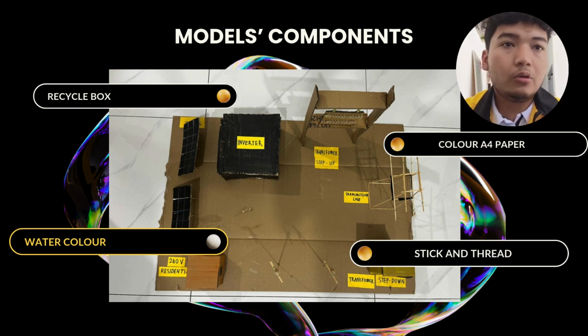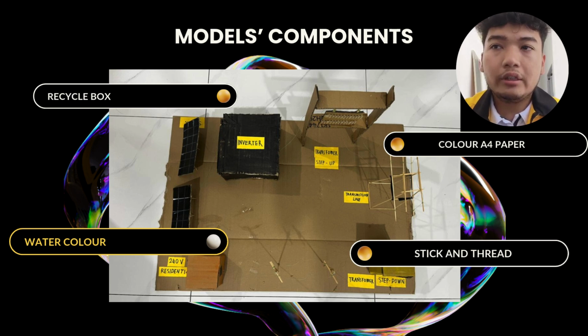Third, for the watercolor, watercolor is applied to highlight the different zones of the power system and improve the aesthetic value of the model. It helps to visually separate the generation section, transmission section, distribution, and residential area. It makes the model more attractive and engaging during presentation.